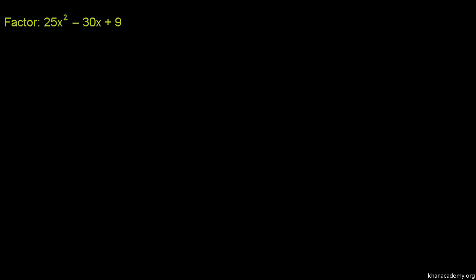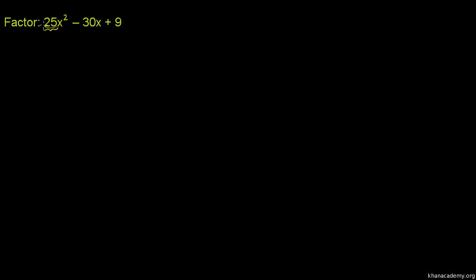Factor 25x squared minus 30x plus 9. And so we have a leading coefficient that's not a 1, and it doesn't look like there are any common factors. Both 25 and 30 are divisible by 5, but 9 isn't divisible by 5. So we could factor this by grouping, but if we look a little bit more carefully here, we see something interesting.